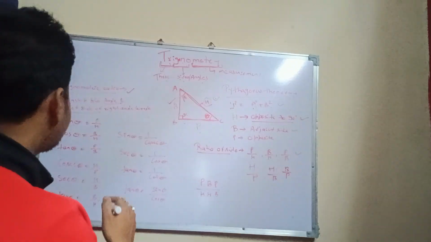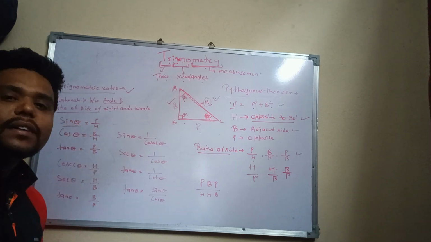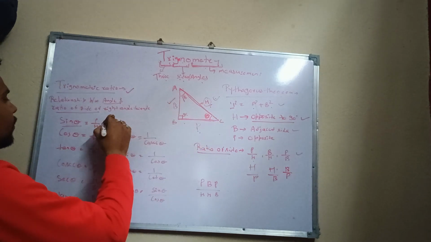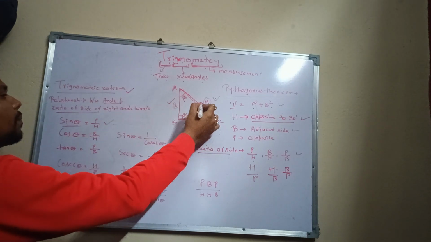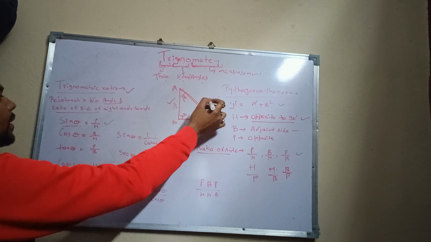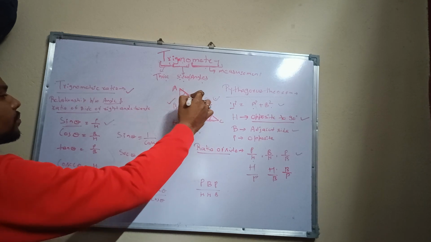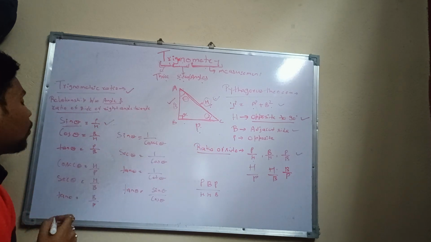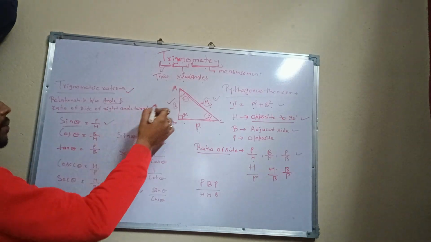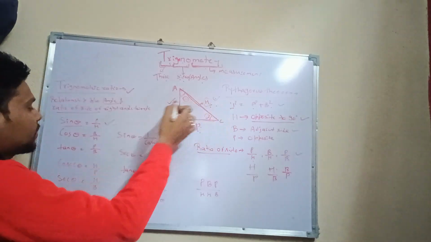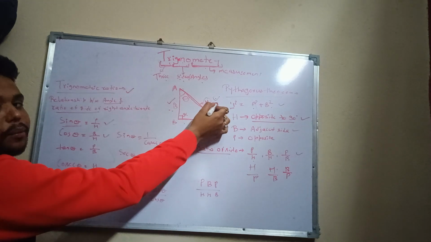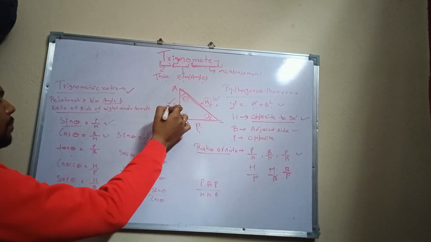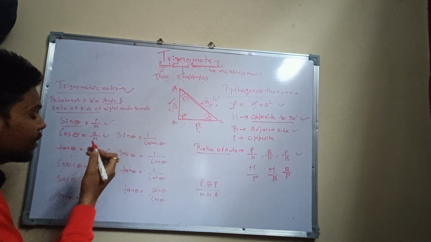What are they? First is sine theta. Sine theta is perpendicular upon hypotenuse. Let's say this is theta. So perpendicular upon hypotenuse is sine theta. What is cos theta? Cos theta is base upon hypotenuse. What is tan theta? Tan theta is perpendicular upon base.